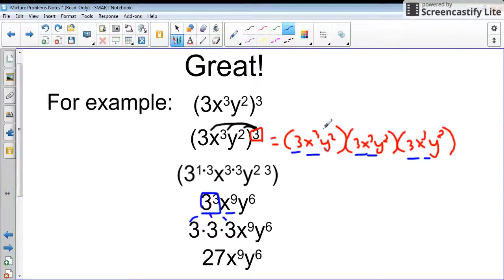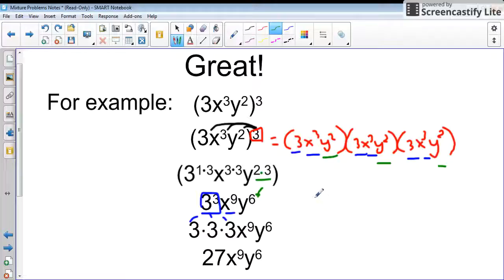Likewise, I have y squared times y squared times y squared. If you add the exponents, 2 plus 2 plus 2 is the same thing as 2 times 3, which is just 6.